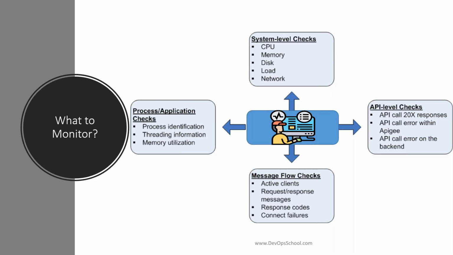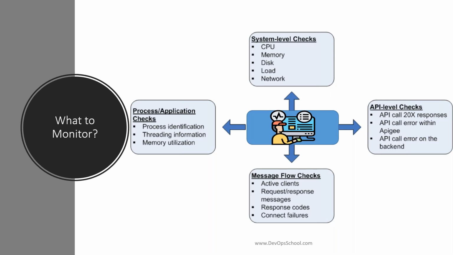Now, when it comes to what to monitor, I think we are all comfortable with it. We want to monitor system level checks, like CPU, memory, disk, load, network. We also want to monitor process level checks and application level checks. That means whether this process is running or not, this process's threading information, memory utilization of that particular process and stuff like that.